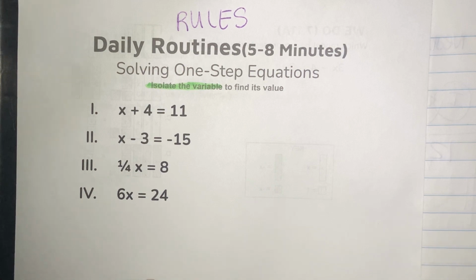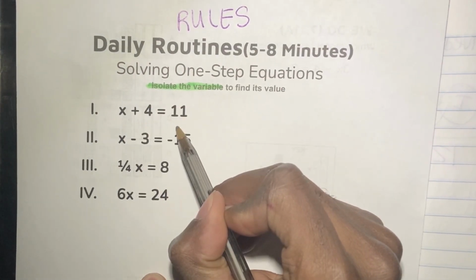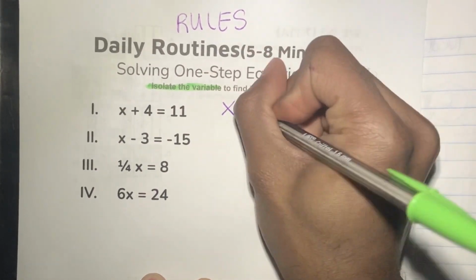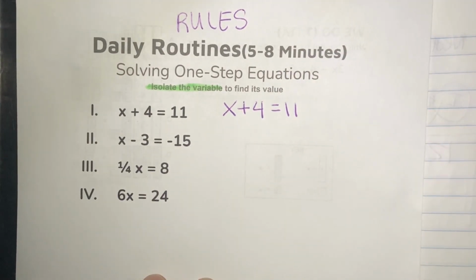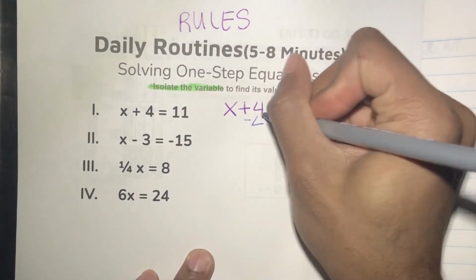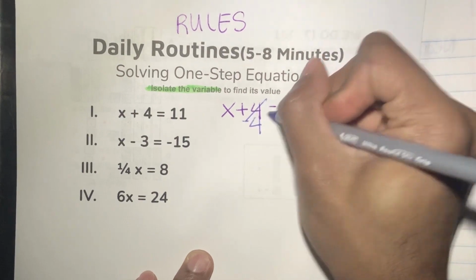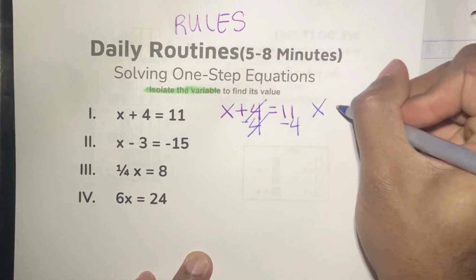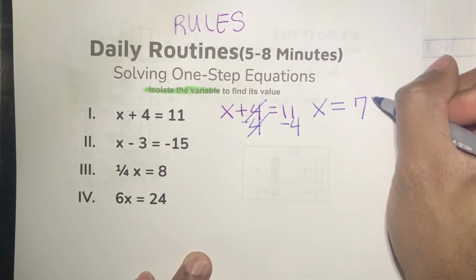We're going to do this first problem here. x plus 4 is equal to 11. The first step is we have x plus 4 equals 11. Now we'll subtract the 4 from both sides. Subtract 4, subtract 4. The 4's cancel out. We're left with x is equal to 7, because 11 minus 4 is 7.